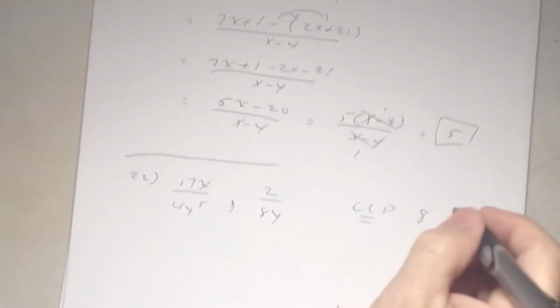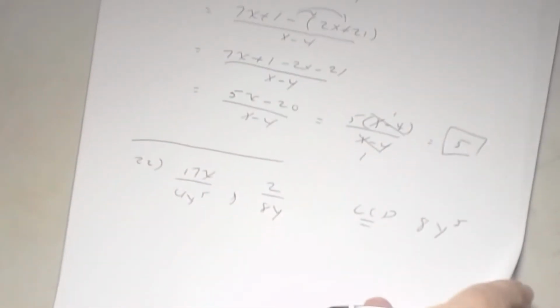Okay, so what's the LCD? 8y to the 5th. All right. Number 24, that was it. That's the answer. That's all they wanted you to do right now. Just find the LCD. Now, in a little while, you're gonna be doing more with it.